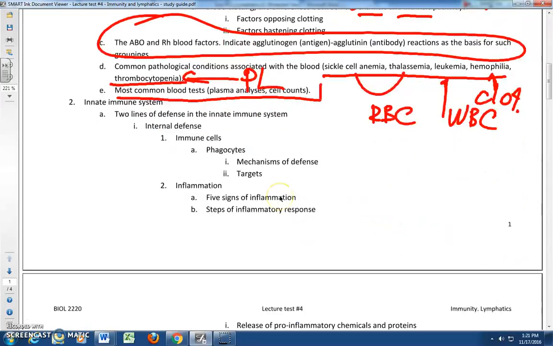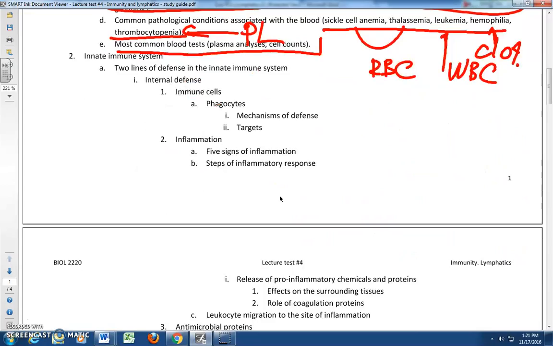Immune system. Understand the first line of defense. What would be the first line of defense in the immune system? Very, very first. Skin, mucosa, right? Different chemicals that are produced with the secretions. Right? Make sense? So understand that, the difference.